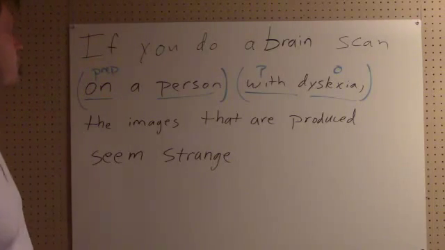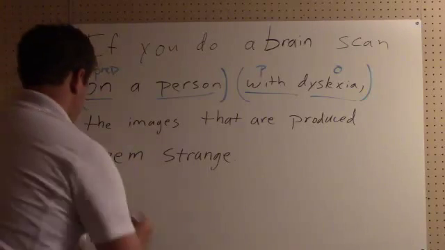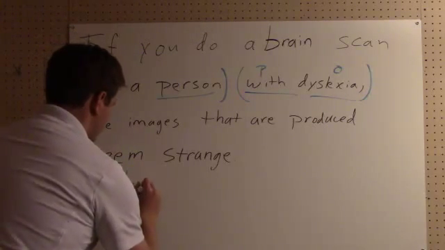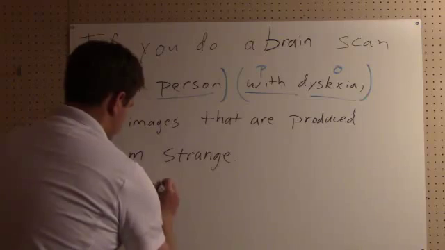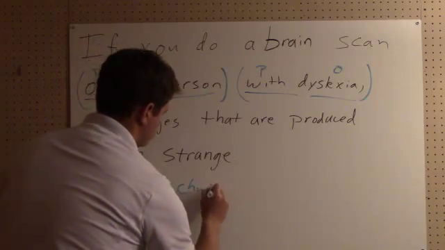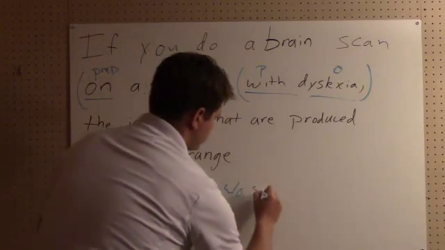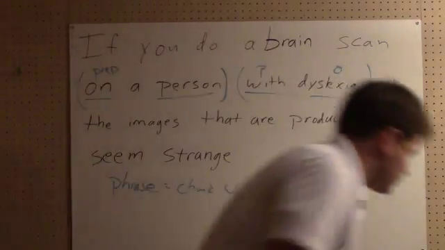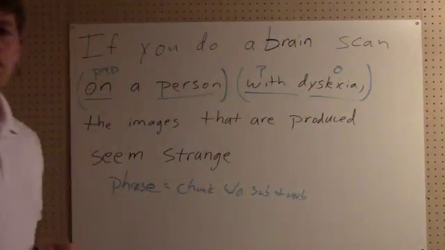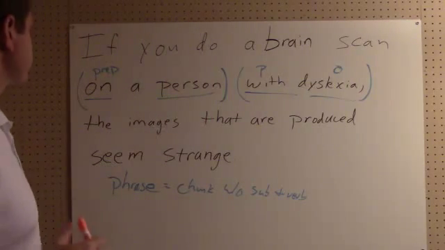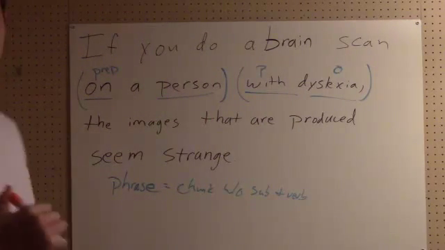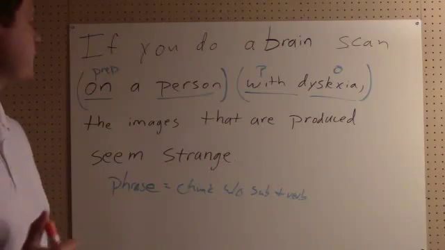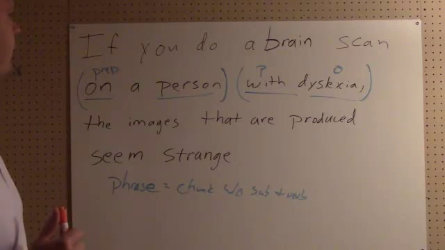They're prepositional phrases. So if we make a little note down here, phrase equals chunk without subject and verb. Okay. So we have two phrases here in this sentence. We have three clauses though. So we have three sets of subject and verb, if I'm getting that right, and I think I am.